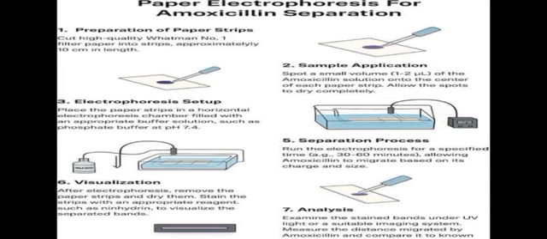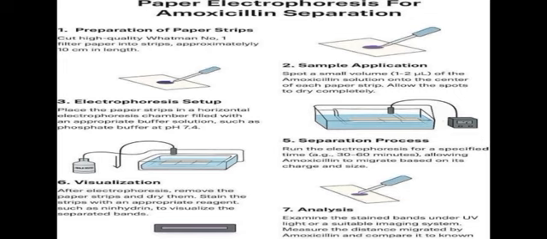Run the electrophoresis for the specified time, 30 to 60 minutes, allowing amaxylin to migrate based on the charge and size. Next step, visualization. After electrophoresis, remove the paper strips and dry them. Stain the strips with an appropriate reagent such as ninhydrin to visualize the separate bands.